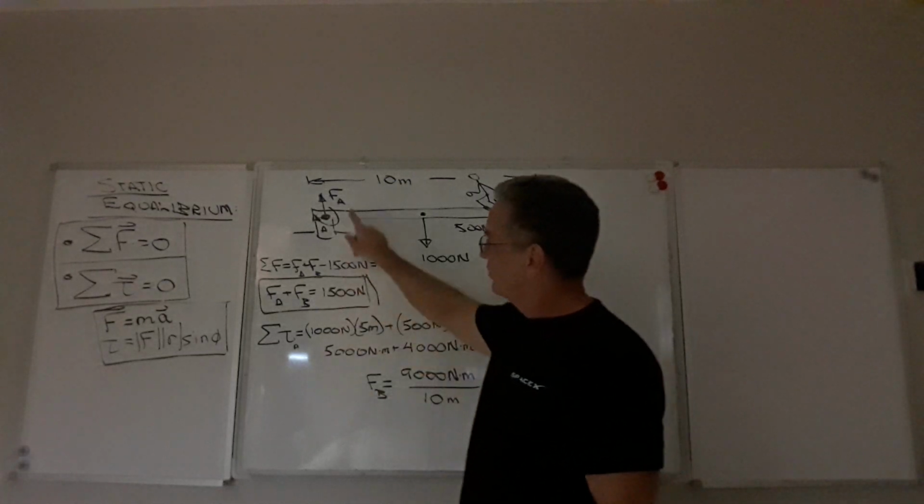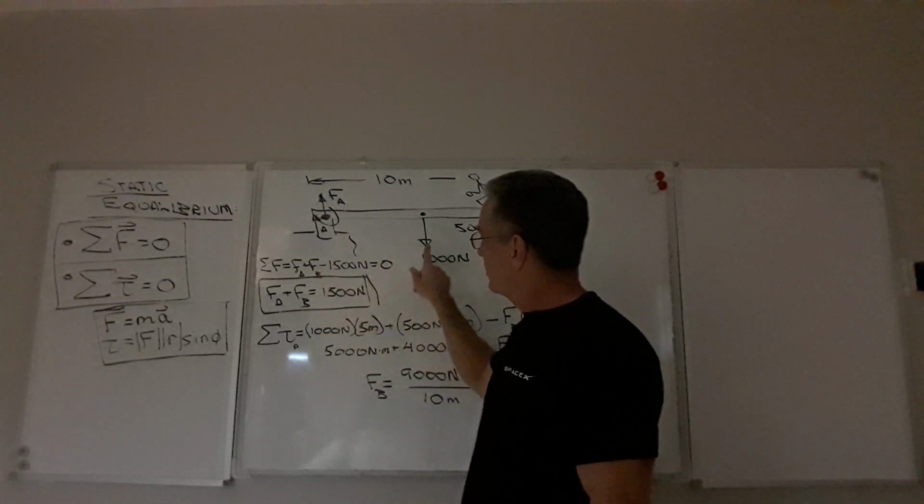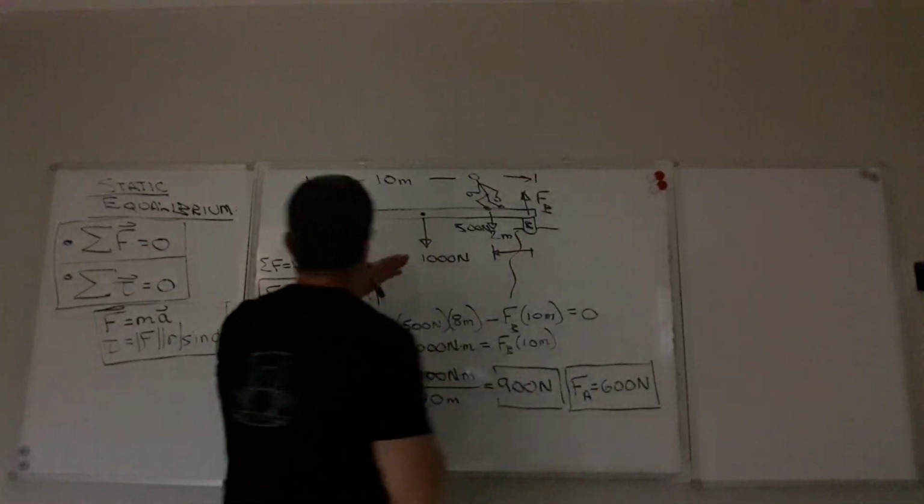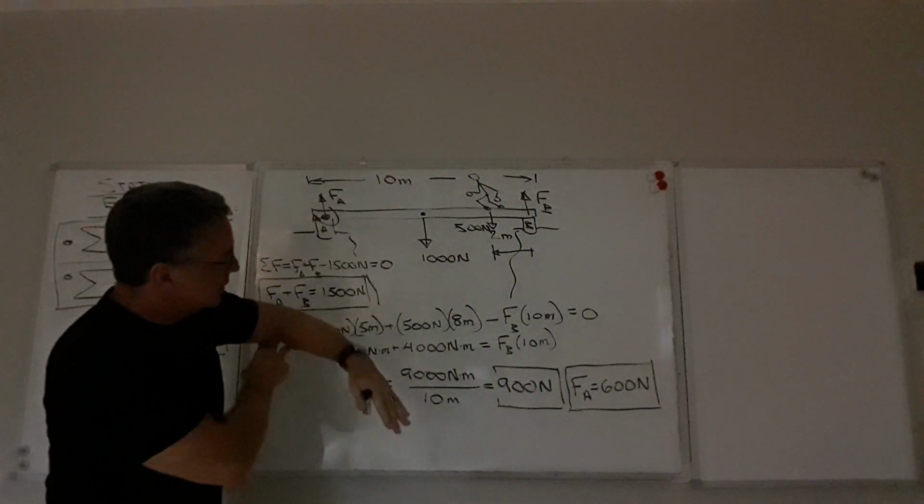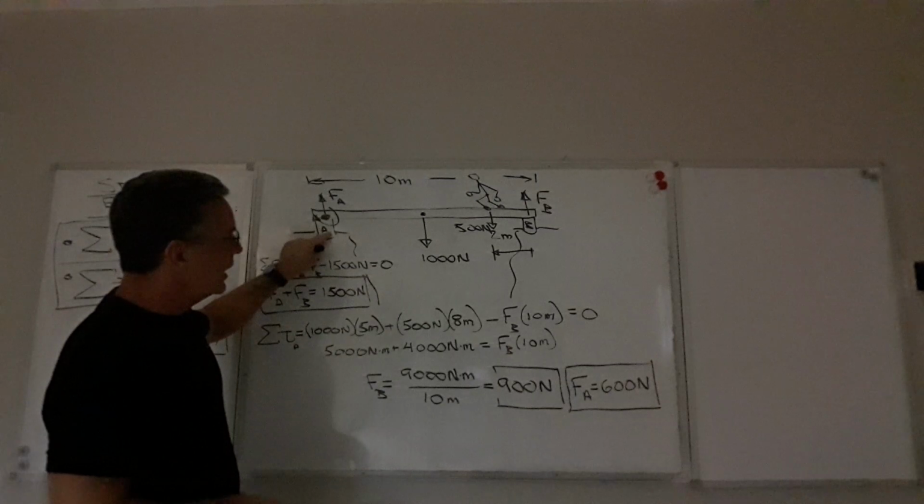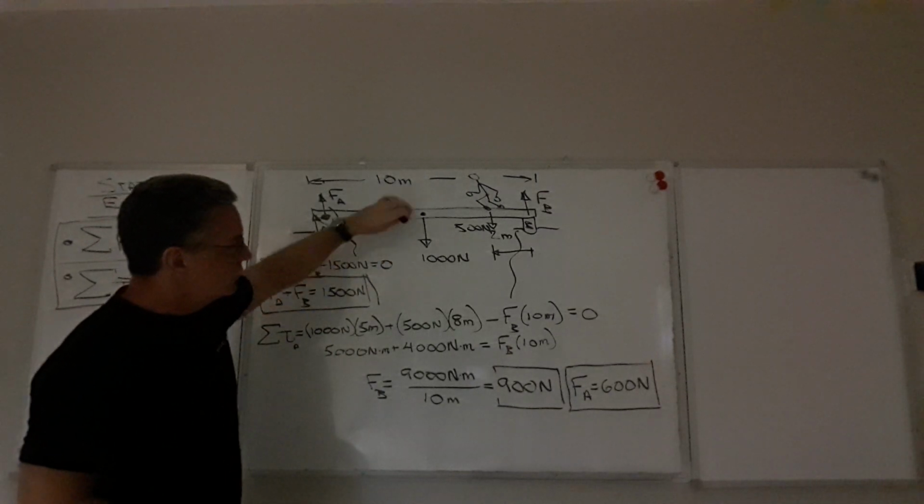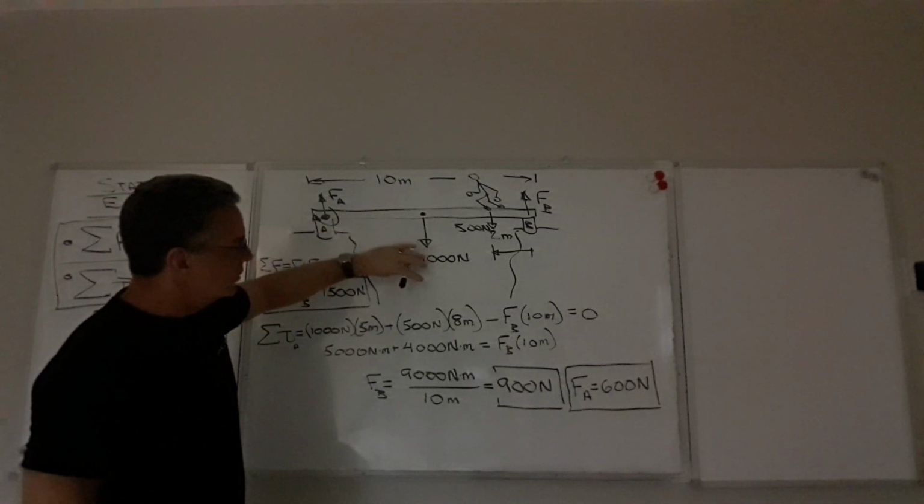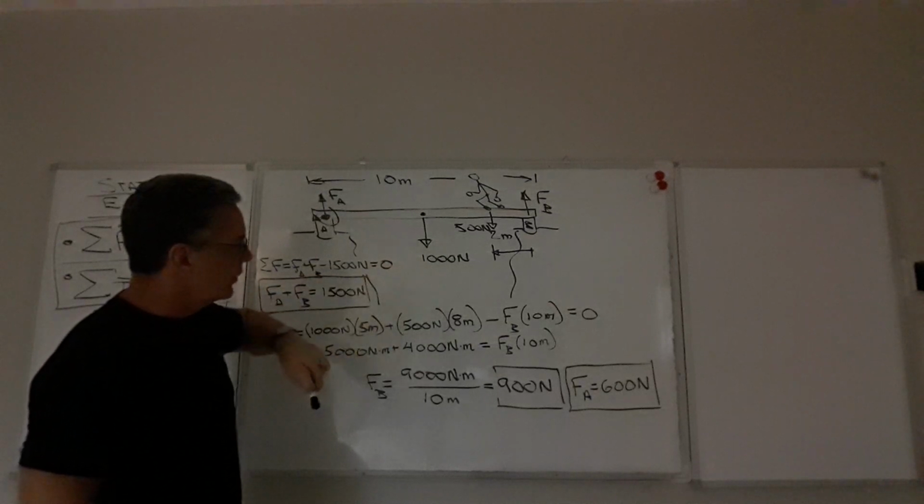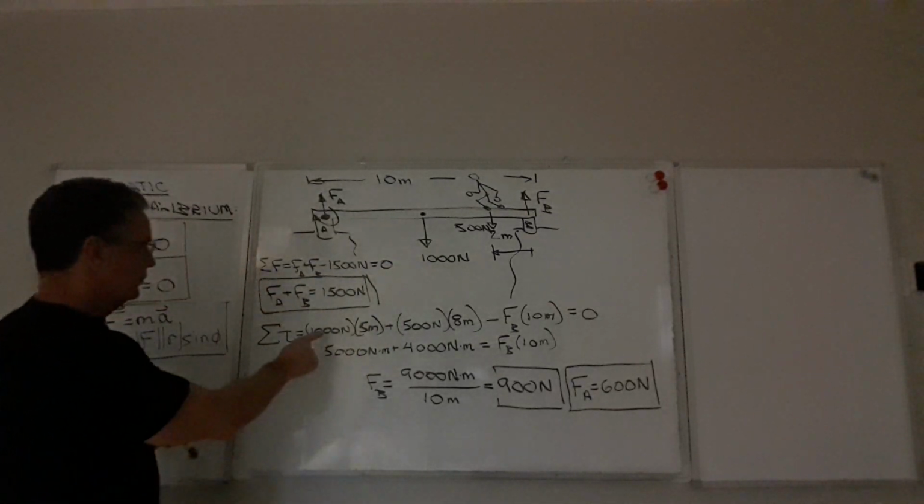So no torque due to force A. However, the weight of the bridge is trying to make the whole bridge rotate in the clockwise sense at point A. The weight of the bridge is acting perpendicular with respect to the bridge with a force of 1,000 newtons. So here's the force.